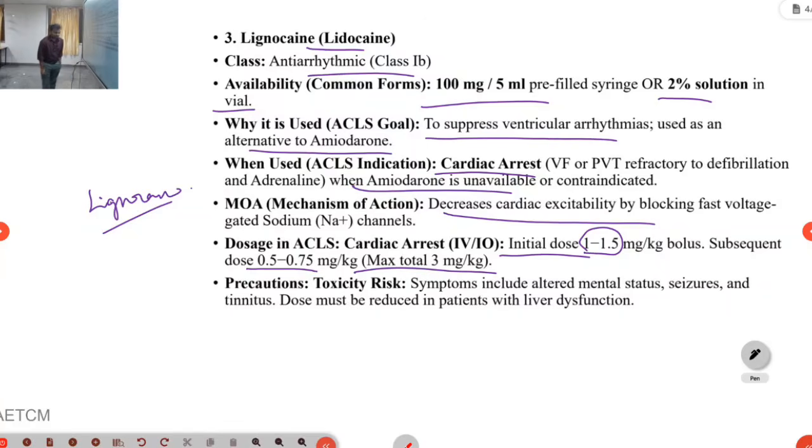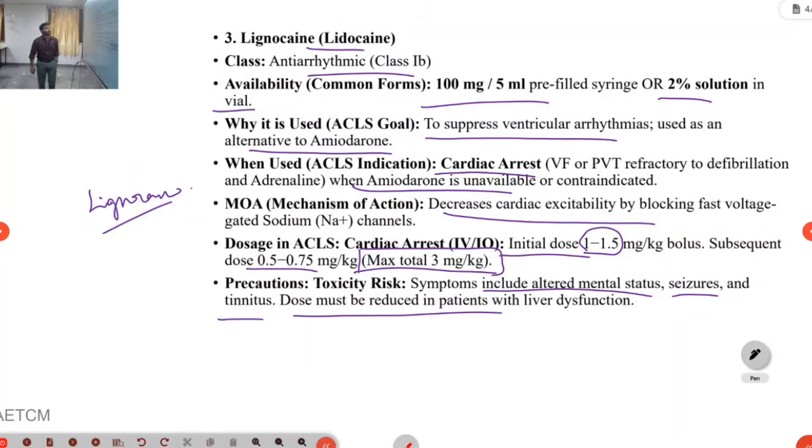Okay, precautions: toxicity risk, symptoms include altered mental status, seizures and tinnitus. It's a kind of sound that is produced in the ears or head. And the dose must be reduced in patients with liver dysfunction. So it can already cause hepatotoxicity and all. So make sure that whenever you have a patient with liver dysfunction, you reduce the dosage of this lignocaine. The maximum that can be given is 3 mg per kg body weight.